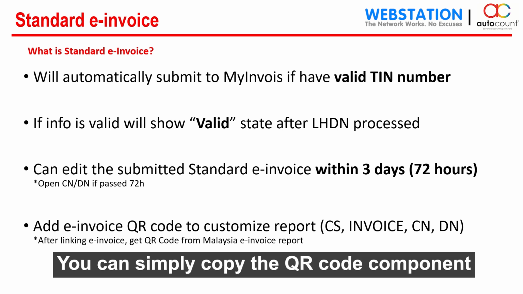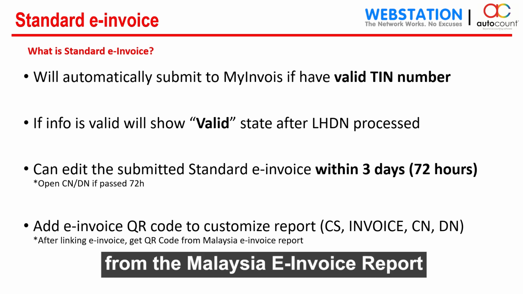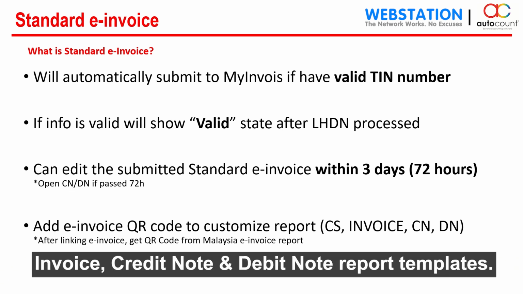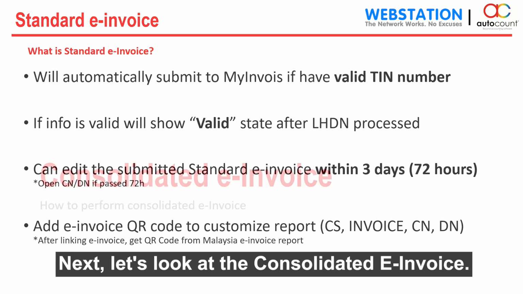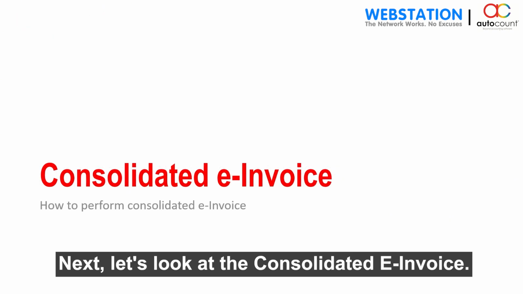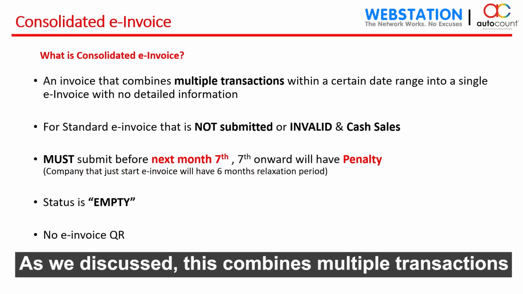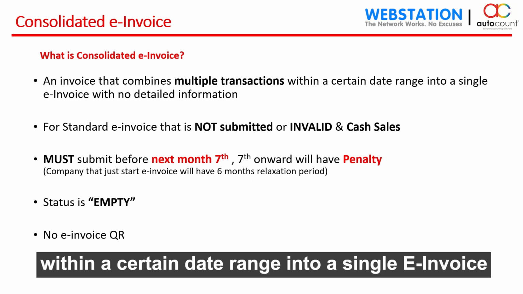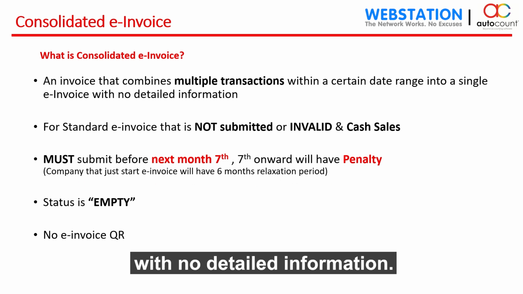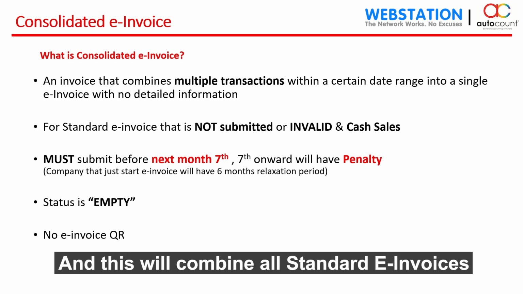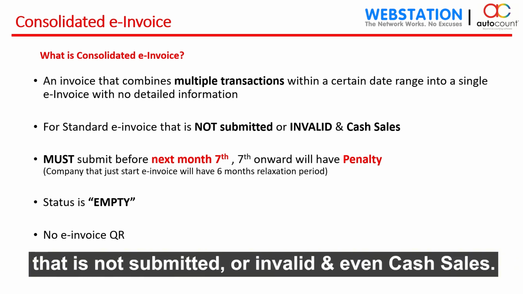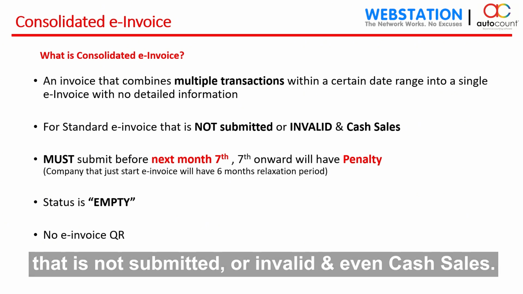You can simply copy the QR code component from the Malaysia e-invoice report and add it to your cash sales, invoice, credit note, and debit note report template. Next, let's look at the consolidated e-invoice. As we discussed, this combines multiple transactions within a certain date range into a single e-invoice with no detailed information. And this will combine all standard invoices that are not submitted or invalid and even cash sales.